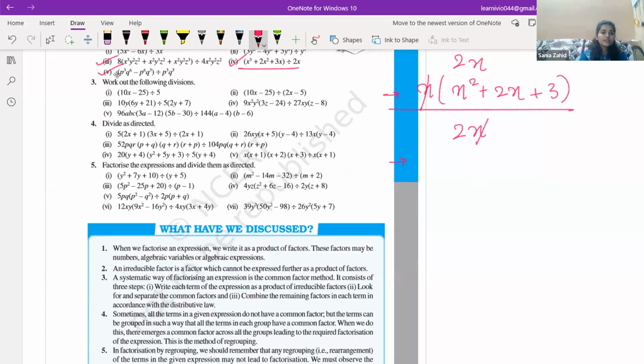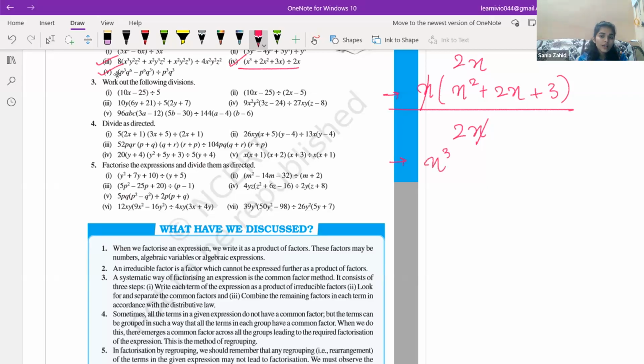No. Can you factorize it? Think of a method to factorize x square plus 2x plus 3. Splitting the middle term. Very good, splitting the middle term. So I have the first number as 1, last number as 3. 3 into 1 is 3 and the factor of 3 is also just 3 only. So I do not have any other factor.